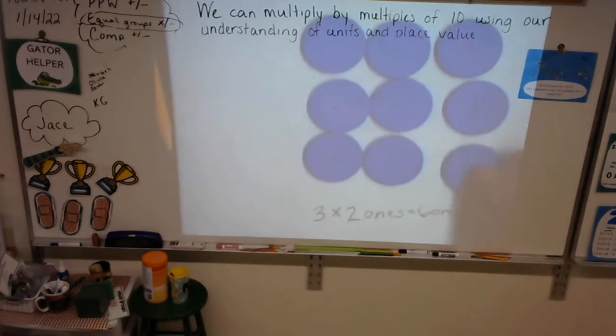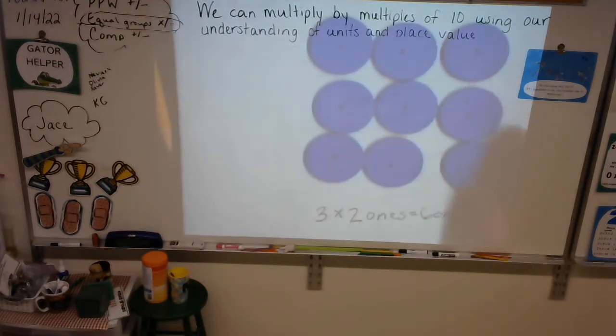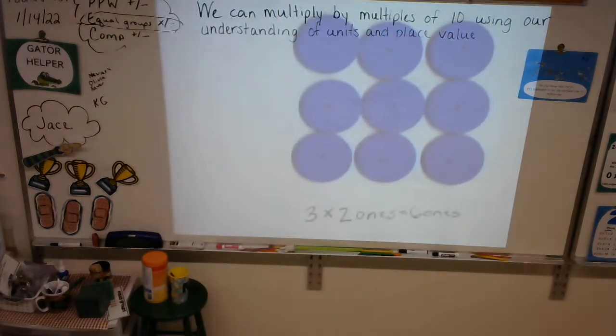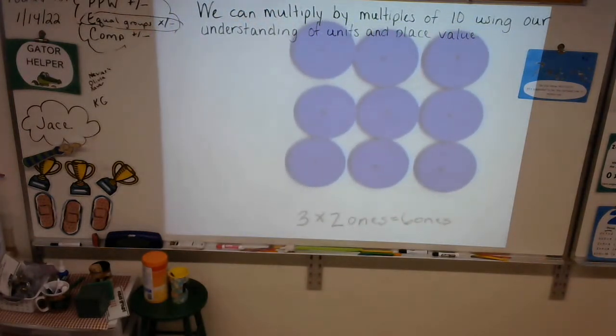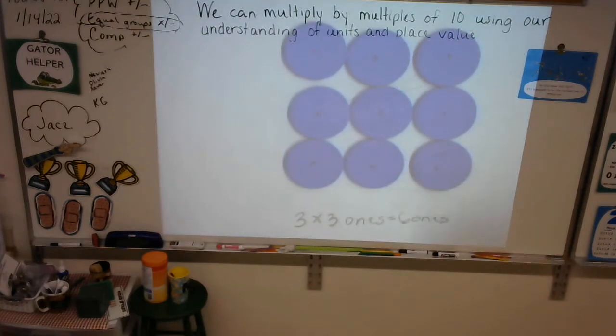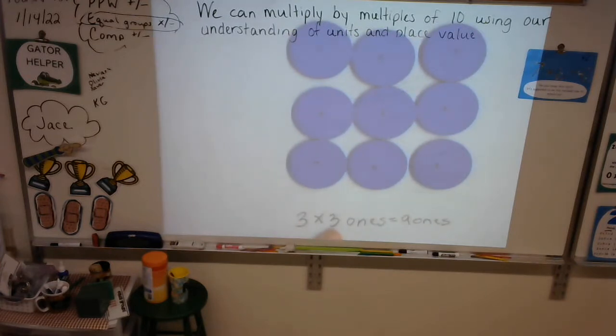Now, what are we going to write now? Not 3 times 2 ones, but 3 times. How many are in each row? 3. So 3 times 3 ones will give us what, class? 9 ones. Remember the basics of arrays. The first factor is the number of rows. The second factor is the number in each row. Okay?